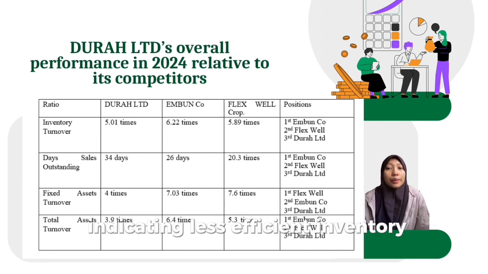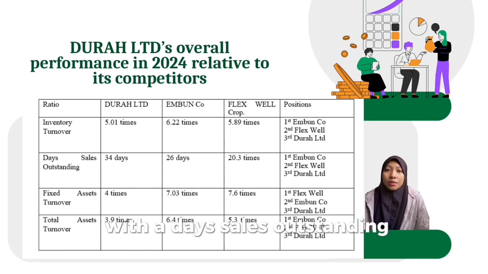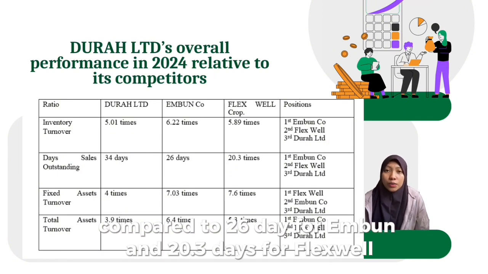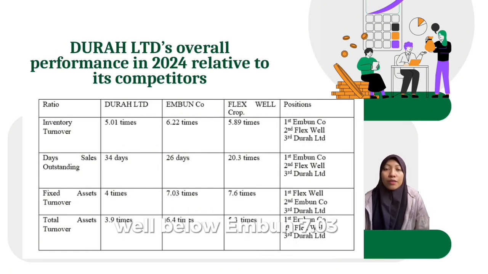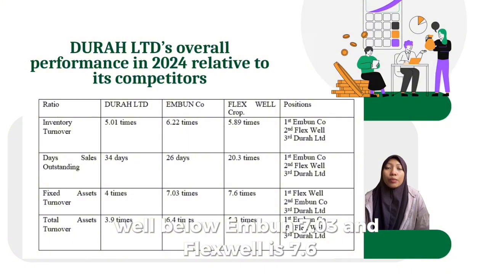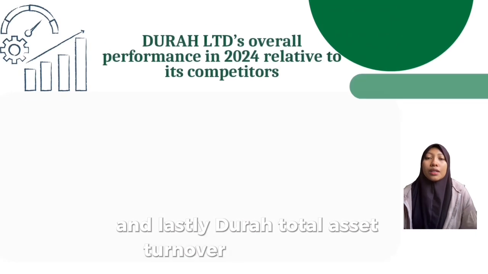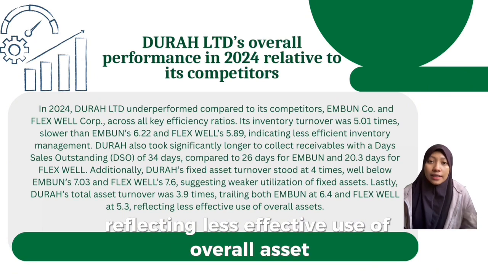Durrah also took significantly longer to collect receivable, with a days sales outstanding DSO of 34 days compared to 26 days for Embun and 20.3 days for Flatswell. Additionally, Durrah's fixed asset turnover stood at 4 times, well below Embun's 7.03 and Flatswell's 7.6, suggesting weaker utilization of fixed asset. And lastly, Durrah's total asset turnover was 3.9 times, trailing both Embun at 6.4 and Flatswell at 5.3, reflecting less effective use of overall asset.